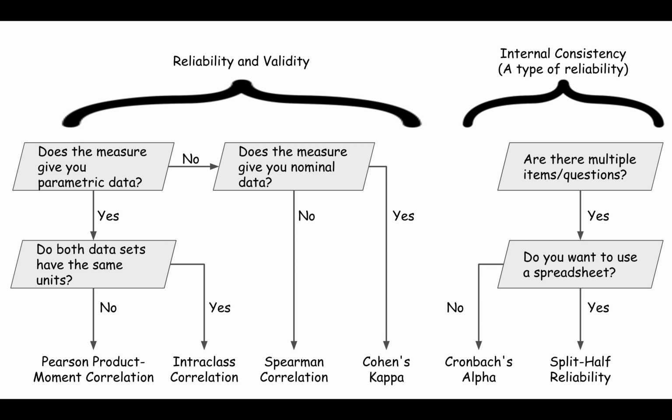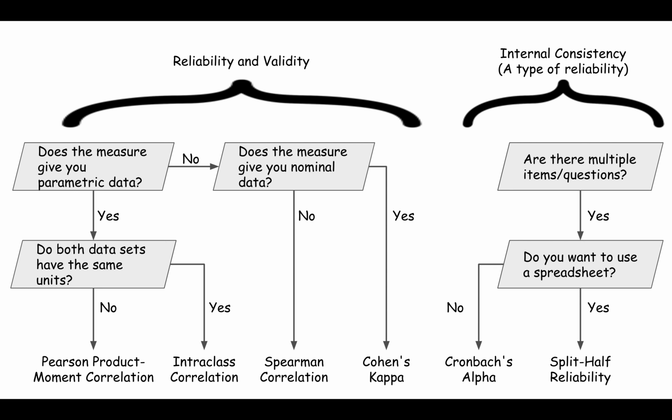This is common when you're doing test-retest reliability, for example. So you have two data sets from the exact same instrument. They're going to have the same units. You compare them with intraclass correlation. If you've got parametric data, but the data sets have different units, say you're evaluating one measure for concurrent validity by comparing it with another, you would use Pearson product moment correlation.